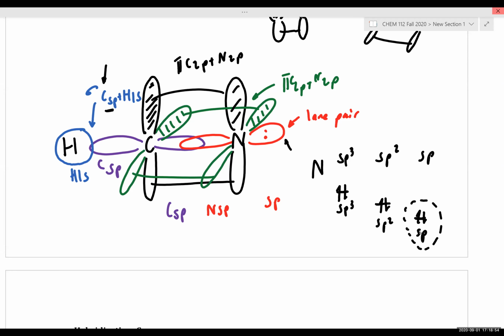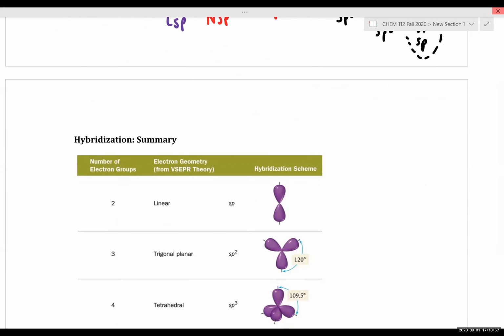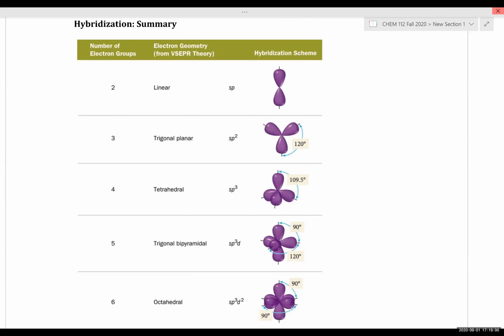So let's try to summarize what we've discussed so far. Depending on the number of electron groups, you can also think of this as the number of sigma bonds, the number of single bonds, we can figure out the hybridization for each of our central atoms and in turn assign bond angles. You'll be responsible for knowing each of these hybridizations, identifying the bond angles, and identifying the geometry that results from each hybridization.